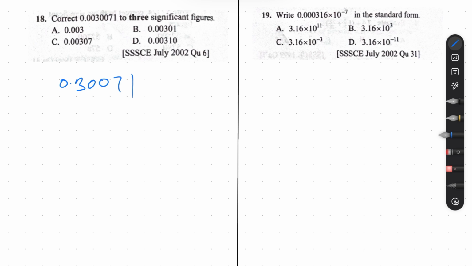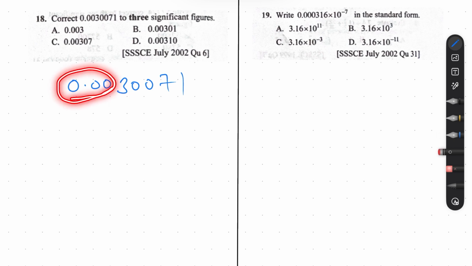We have 0.3007. Oh no, sorry. So we have 0.003007. So we need to start counting from the first number here, because these ones are not significant. The zeros after the decimal point before any number comes, they are not significant. So this is the first significant number. But they said 3 significant figures, so we start counting from here, right? So here will be 1, 2, 3. So we stop right here.